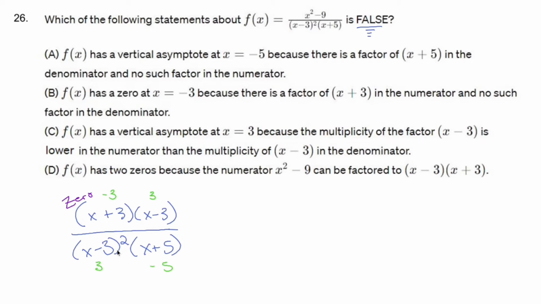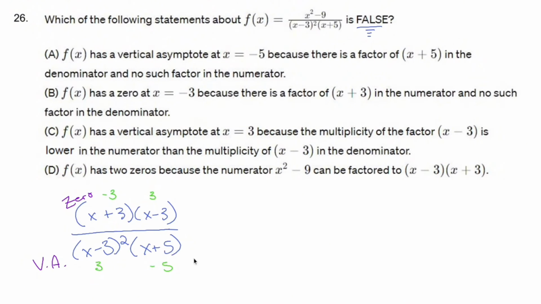So if the multiplicity of a factor in the denominator is greater than the numerator, the denominator is more powerful and you have yourself a vertical asymptote. If they were exactly the same, you'd have a hole. If they were greater in the numerator, you'd have a hole at the x-axis. But that's what we have, a vertical asymptote here.